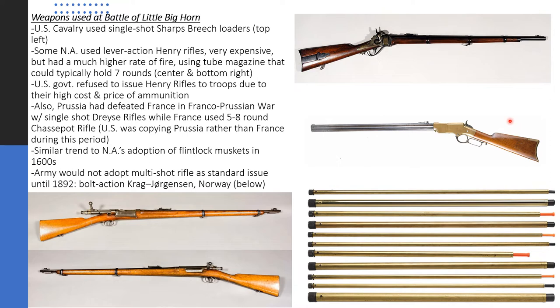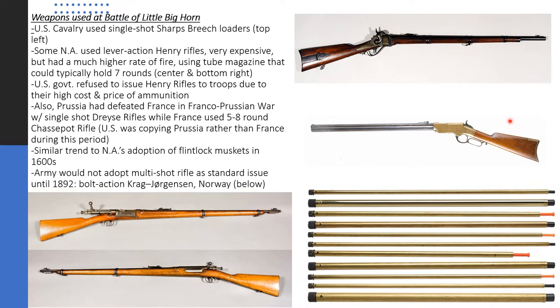In addition, the United States was copying Prussian military tactics and strategy during this period. The Prussians had just defeated the French in the Franco-Prussian War using single-shot Dreyse rifles. And so they felt that if the Prussians could defeat the French with single-shot rifles, then the United States ought to be able to defeat Native Americans with single-shot rifles. But obviously that was not the case, at the Battle of Little Bighorn at least.